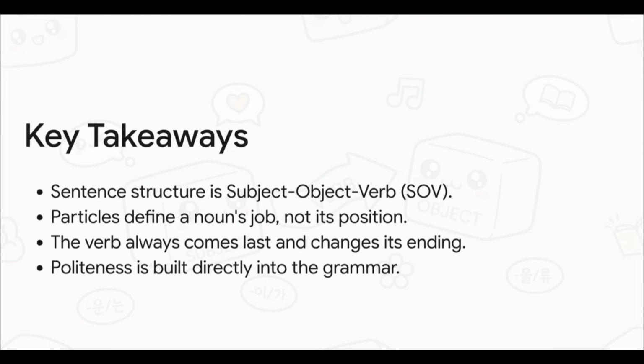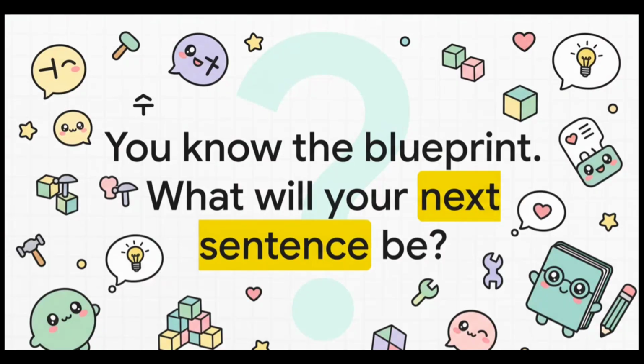So let's just do a super quick recap. First, sentence structure is subject, object, verb. Second, particles are the superglue that tells you a noun's job, which means word order can be flexible. And third, the verb is always the boss at the end, and its ending tells you all about the politeness of the situation. You now have the fundamental blueprint for building pretty much any basic Korean sentence. That structure that felt so backwards before, it's actually got a clear and consistent logic to it. So now that you know the secret, the only question left is, what are you going to try to say first?